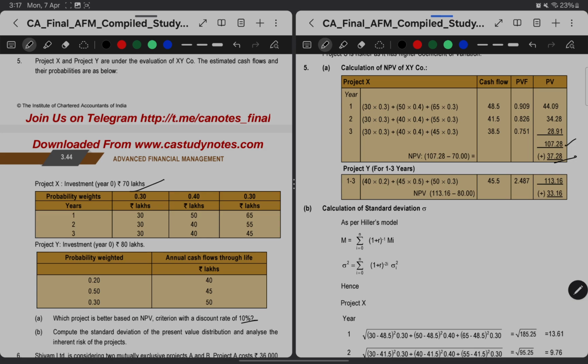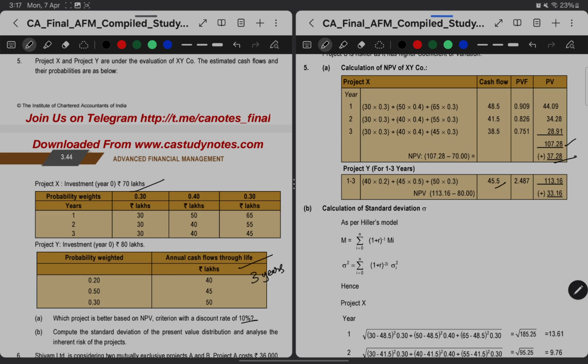And for project Y, they have given annual cash flow through life, but since we have to compare project X and project Y, we will take this project Y for 3 years, then it will become comparable. So project Y for 3 years, in this case the annual cash flow will be same throughout the life. So we have to multiply this cash flows with the probability. We'll arrive at a cash flow which is same for all the years.